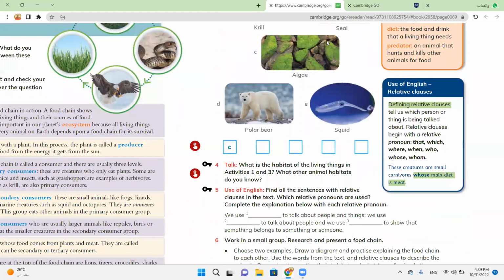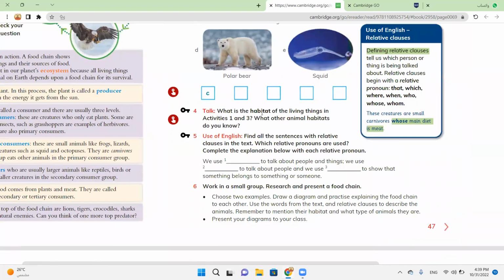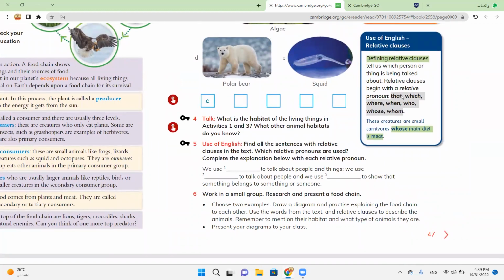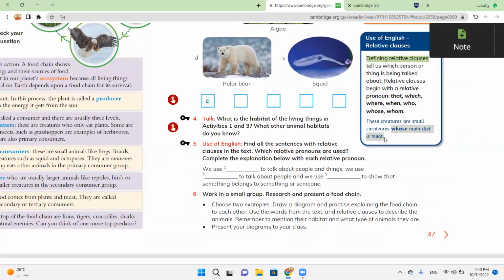All right. Finally, activity 5. Find all the sentences with relative clauses in the text. So what are relative clauses? Here are the relative pronouns: that, which, where, when, who, whose, whom. For example, whose main diet is meat. This all is called a relative clause.